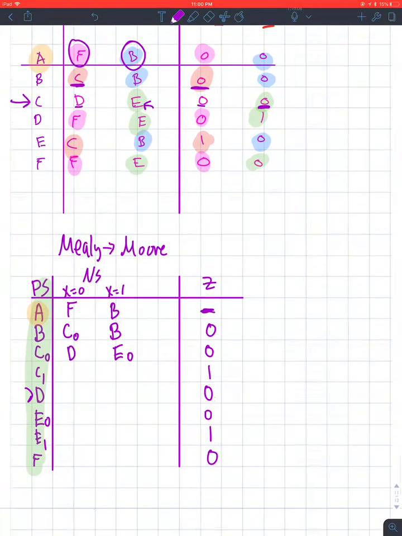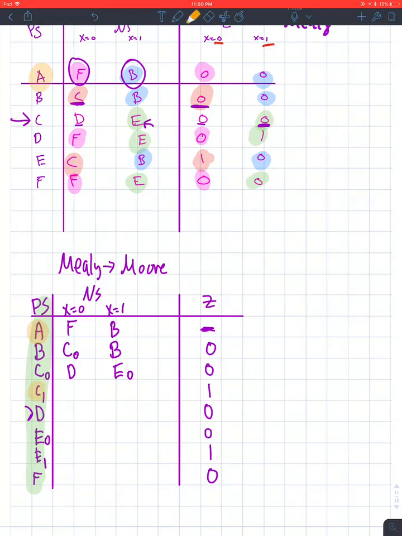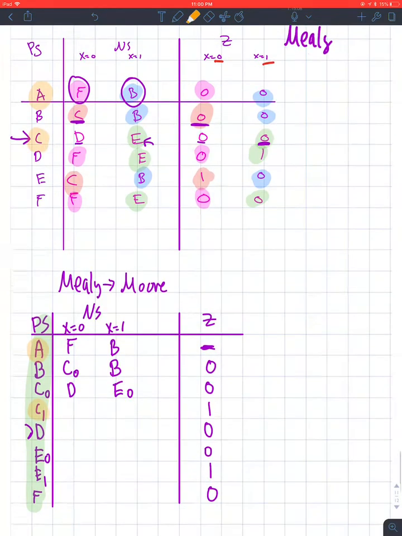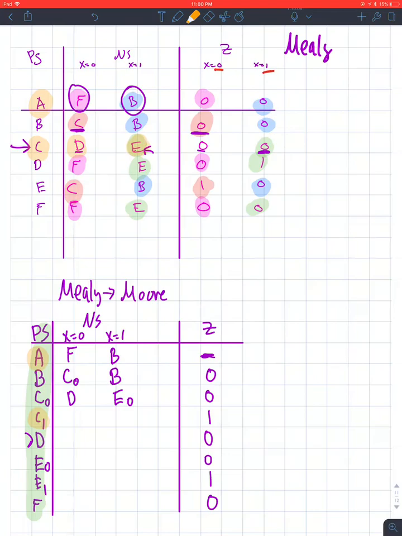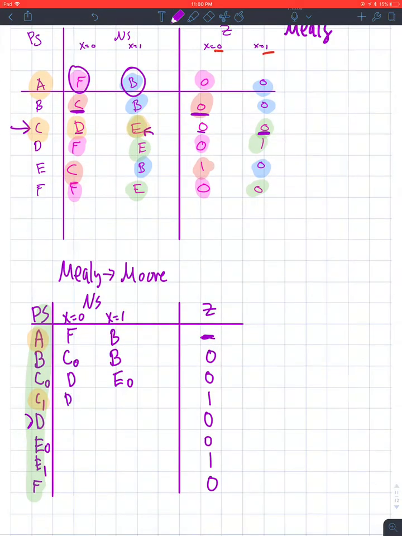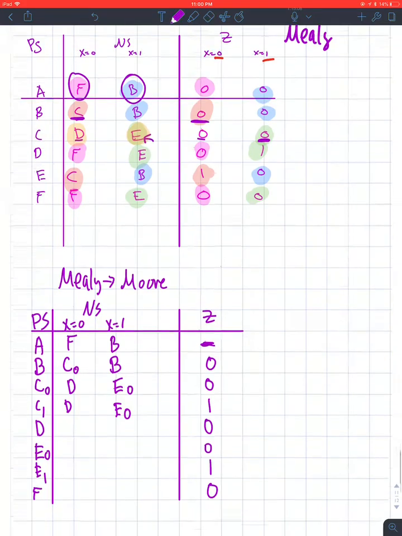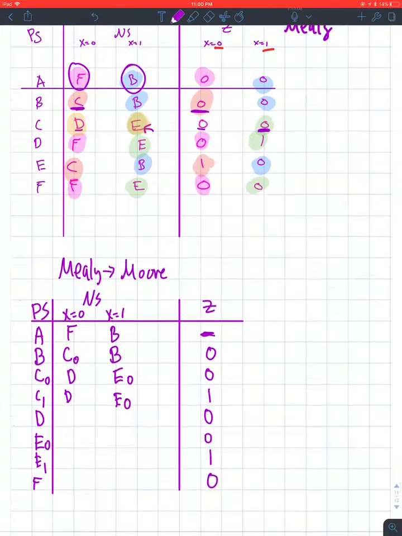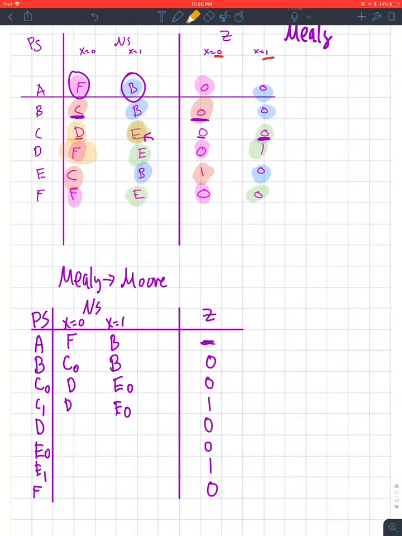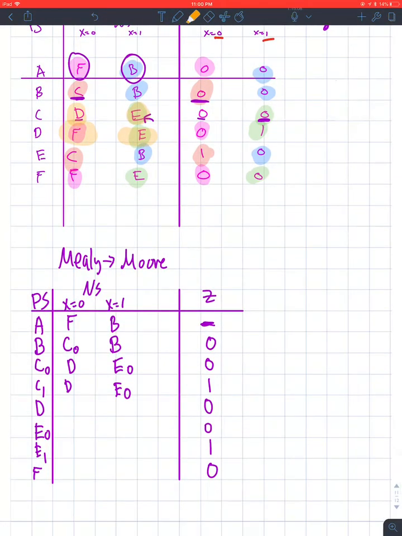So now the next one we have C1. So C1 right here, we look at C here. You have D and E. It should just be the same as your C0. So it's going to be D here and E here. Now we have D. Let me erase this real quick. So D, we have F up here. We have E. F only appears once, but E appears twice. So you're just going to put F here because it only appears once.